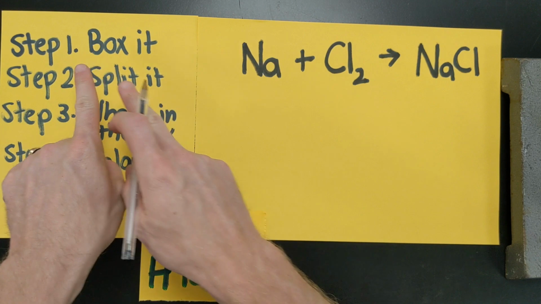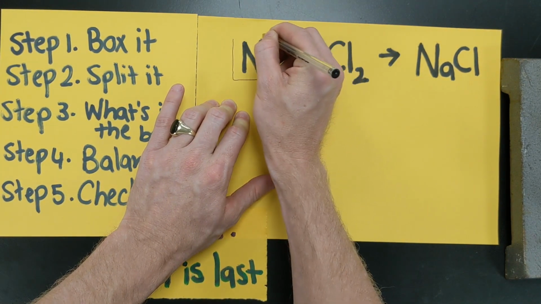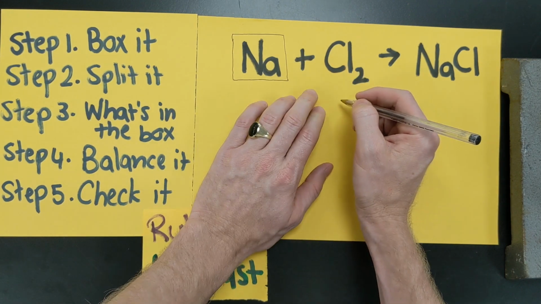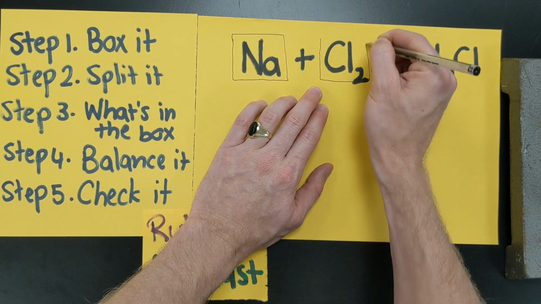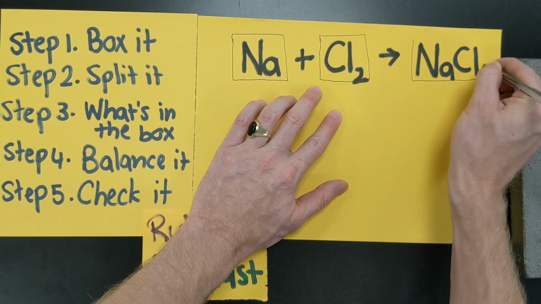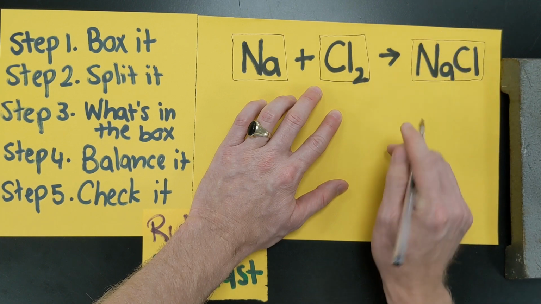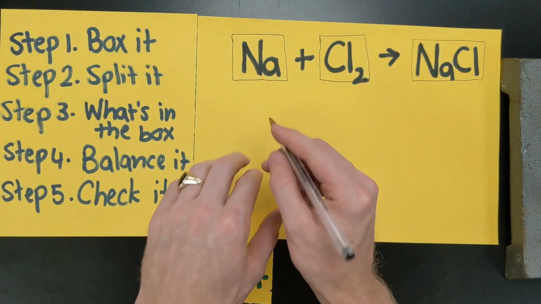But first thing we are going to do is box it. So first thing we'll do is put a lovely box around sodium. Next thing we're going to do is put another box around chlorine. And look at the last one around this lovely sodium chloride down the back there. Now we've boxed it, very simple. Our next rule is to split it.